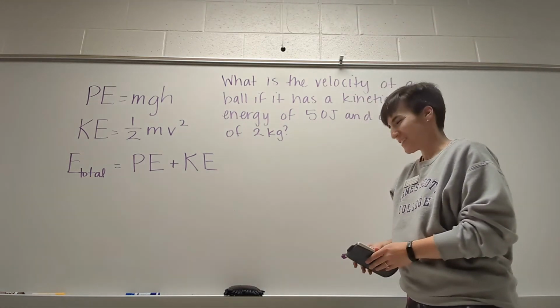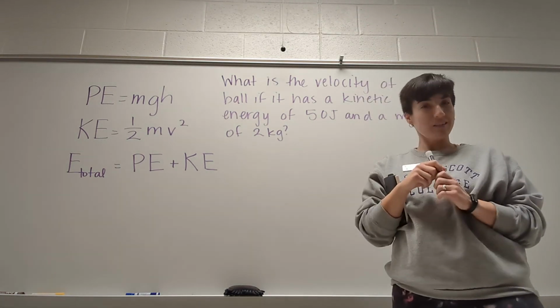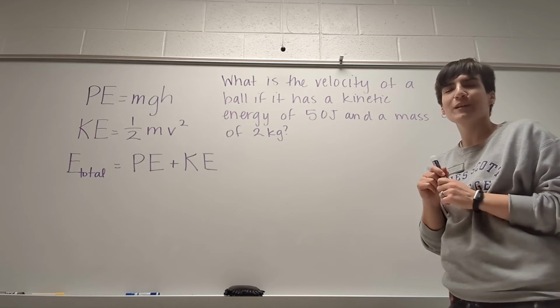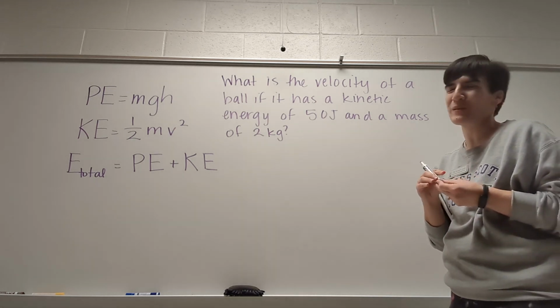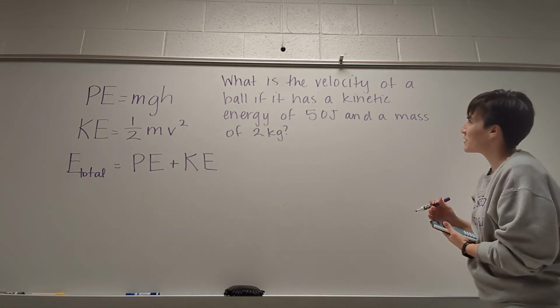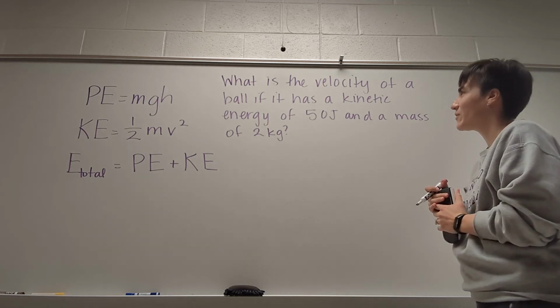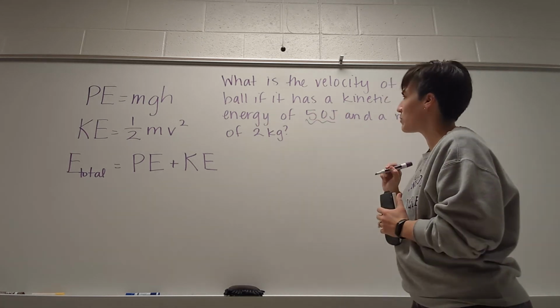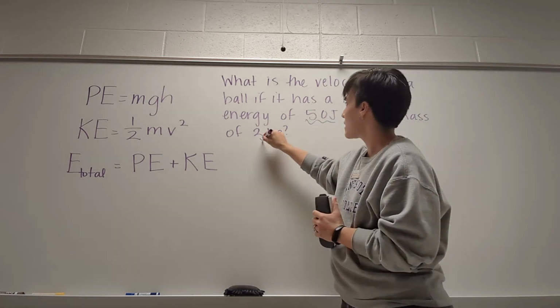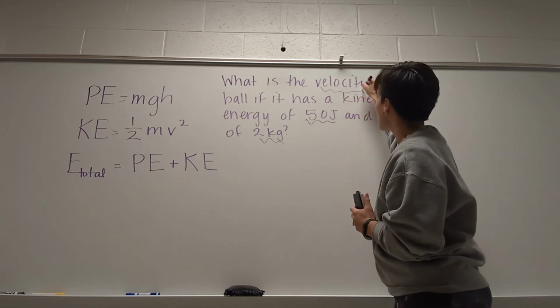All right, we're going to try our next example here, which is finding the velocity this time using our kinetic energy formula. So here's our question. What is the velocity of a ball if it has a kinetic energy of 50 joules? It's probably important. And then a mass of 2 kilograms. Again, we're looking for the velocity here.